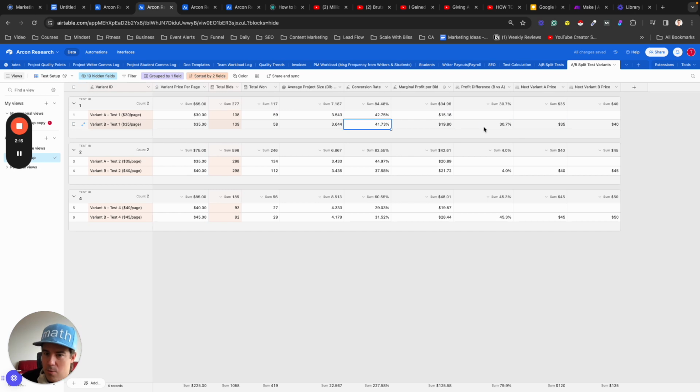Then what we do is calculate which one we should go for next. So that goes to 35 versus 40, right? And here the conversion rate was about the same as the first one for the first variant, but lower for the second variant. We're still winning on the marginal profit gain, though. So if you have a choice between 35 and 40 at these numbers, you should actually choose 40. So we have a 4% boost there.